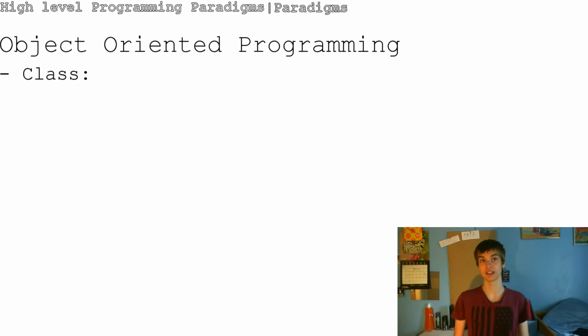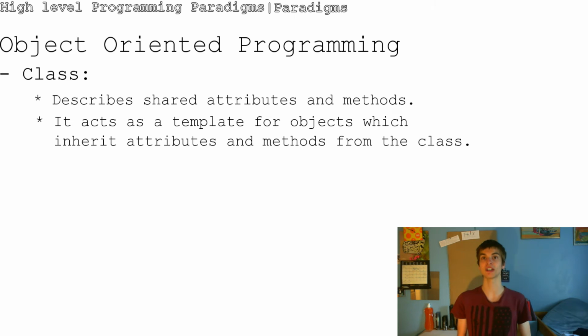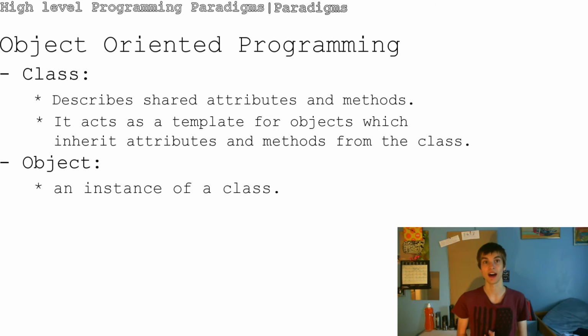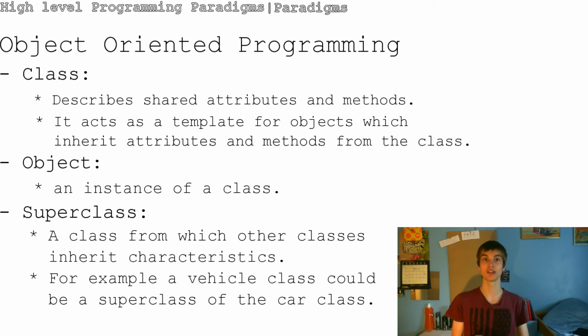Then the class describes shared attributes and methods. It acts as a template for objects which inherit attributes and methods from the class. Objects are an instance of a class, so they are within a class. Subclass: a class from which other classes inherit characteristics. For example, a vehicle class could be a superclass of the car class. So the vehicle, then the car class.